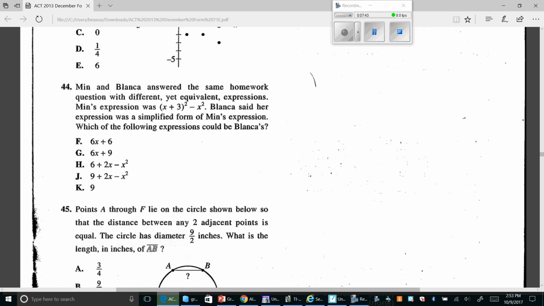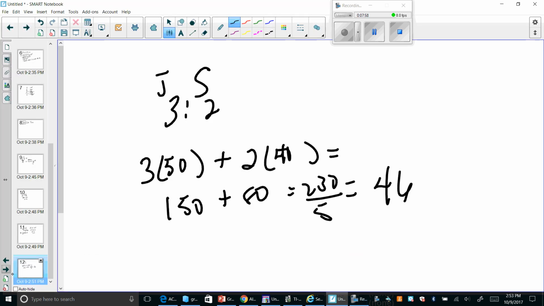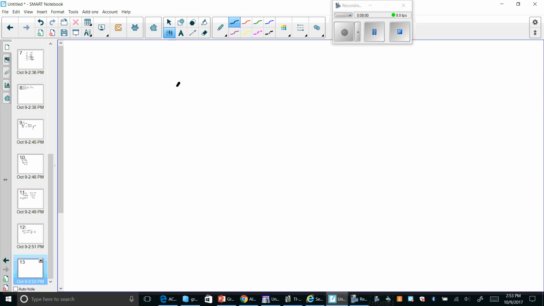All right, 44. Min and Blanca answered the same homework questions with different yet equivalent expressions. Min's expression was (x plus 3) squared minus x squared. Blanca said hers was a simplified form, which could be Blanca's. All right, (x plus 3) squared minus x squared.